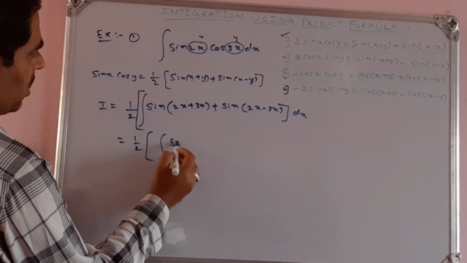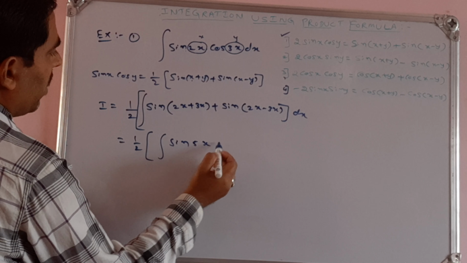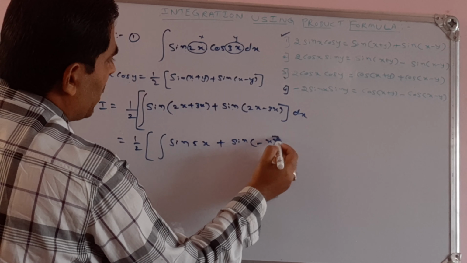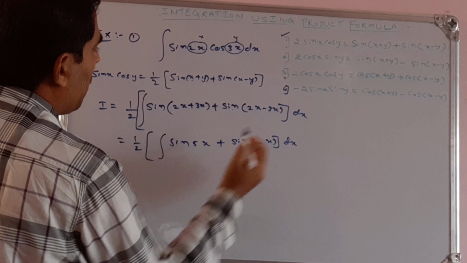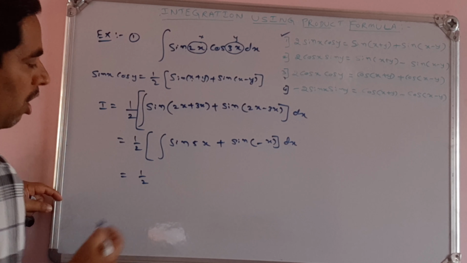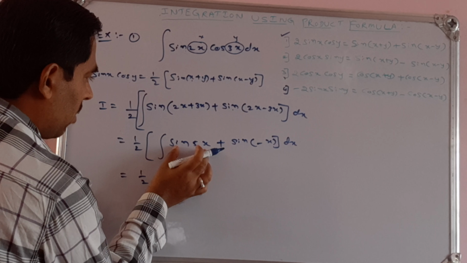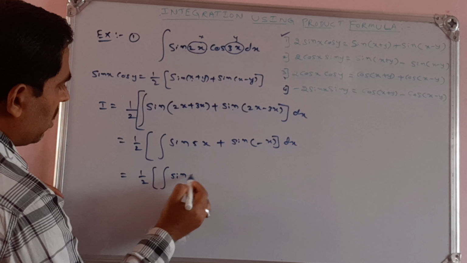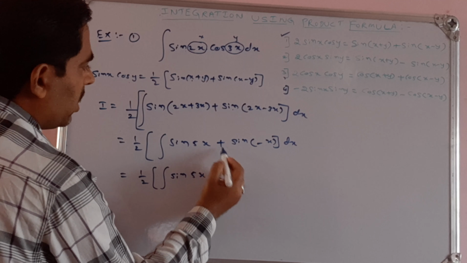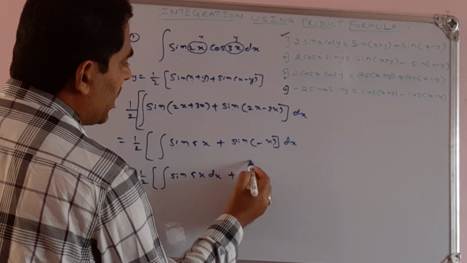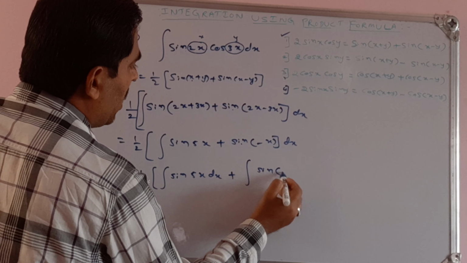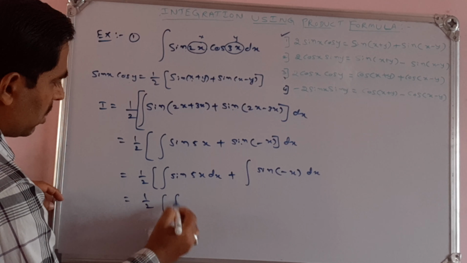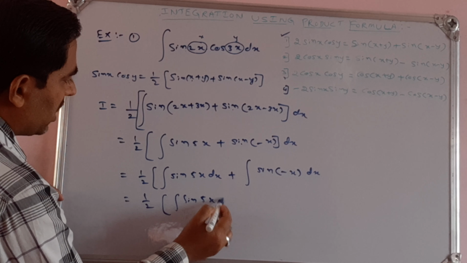Then I write the half as it is. Sin 2x plus 3x is sin 5x, plus sin of 2x minus 3x, that is sin of minus x, with respect to x. The integration of the two terms I can do individually: the integral of sin 5x with respect to x, plus the integral of sin of minus x with respect to x, with the half as it is.